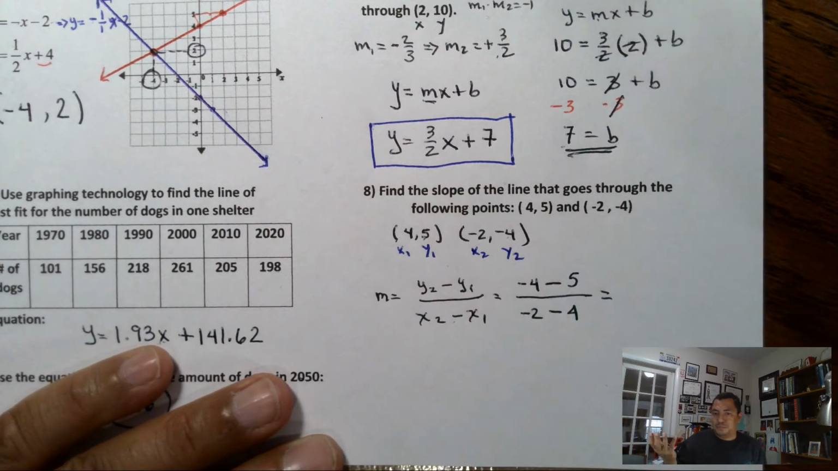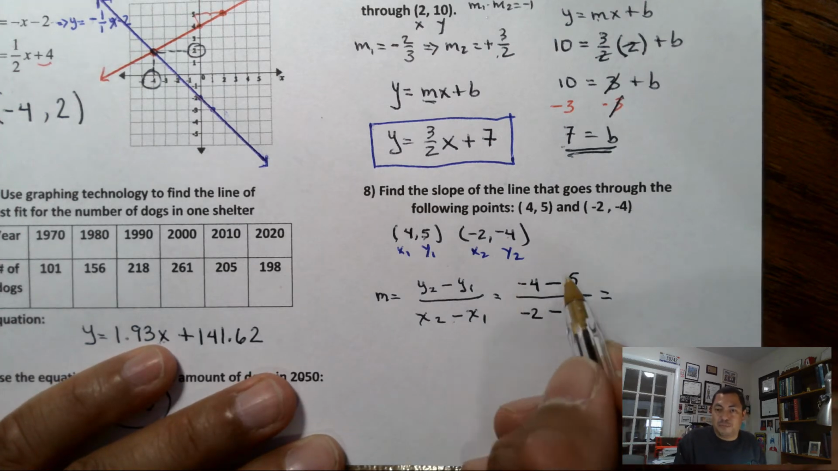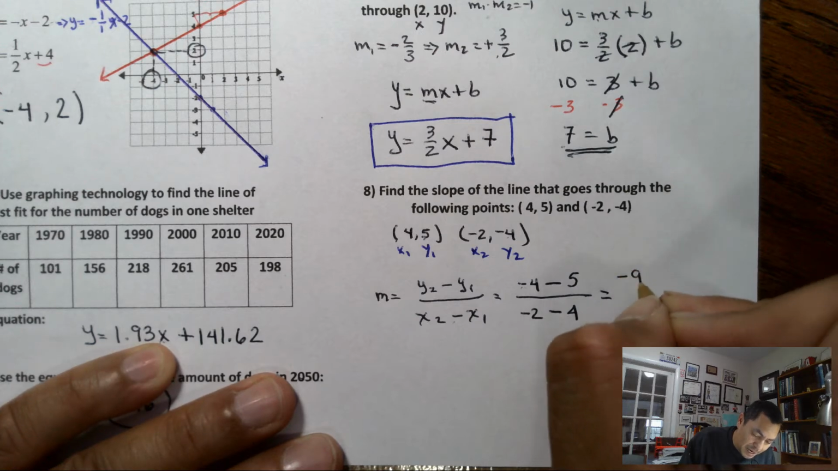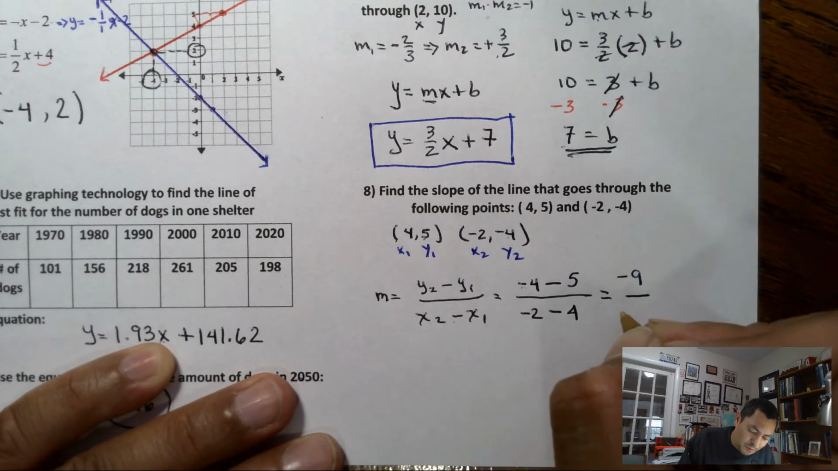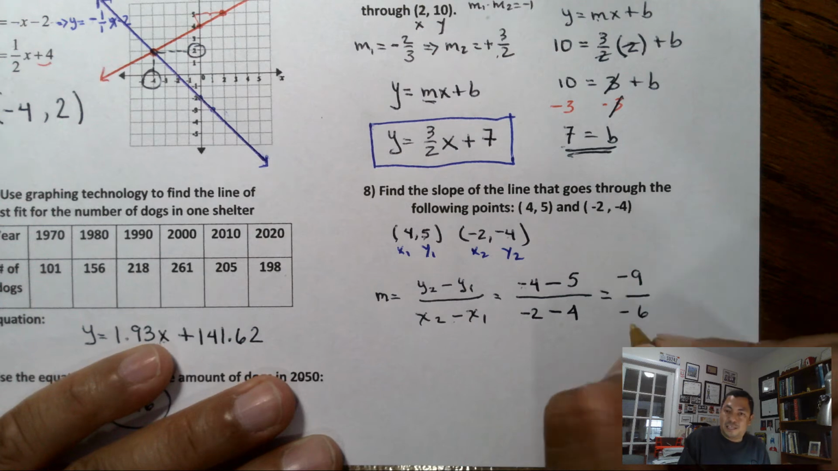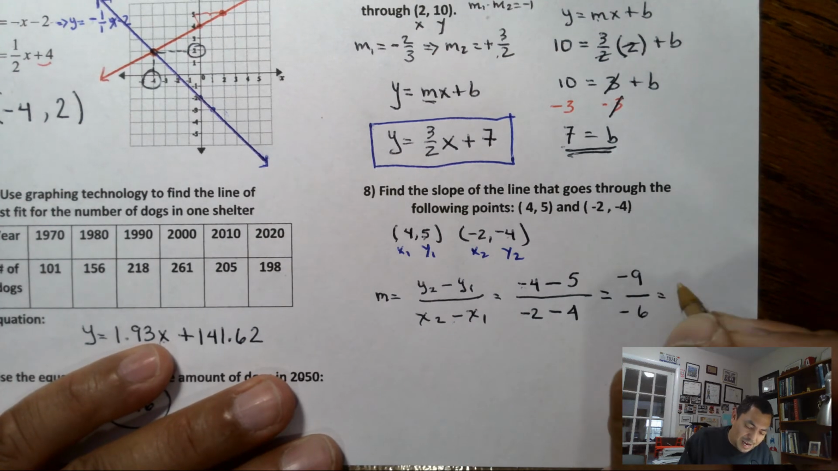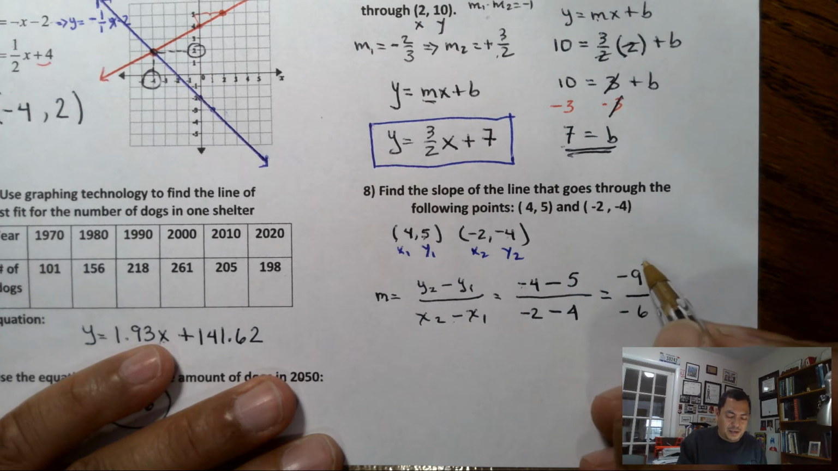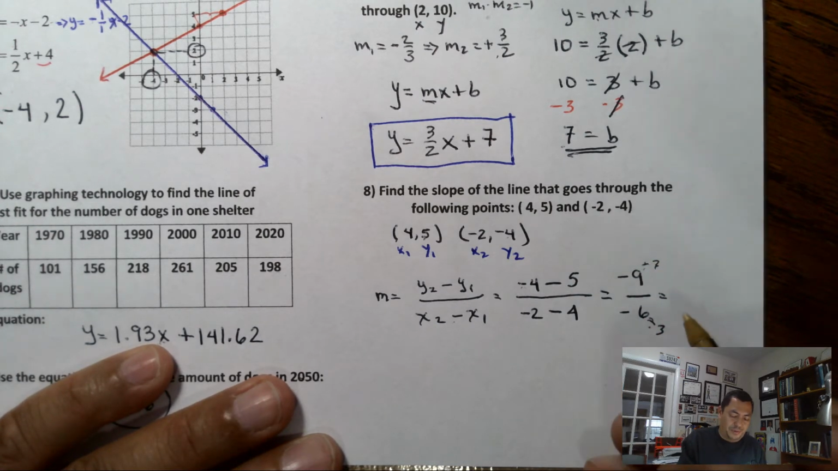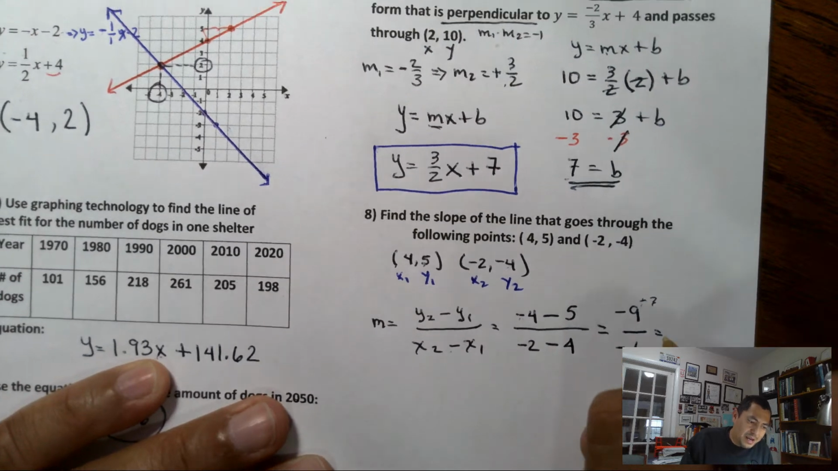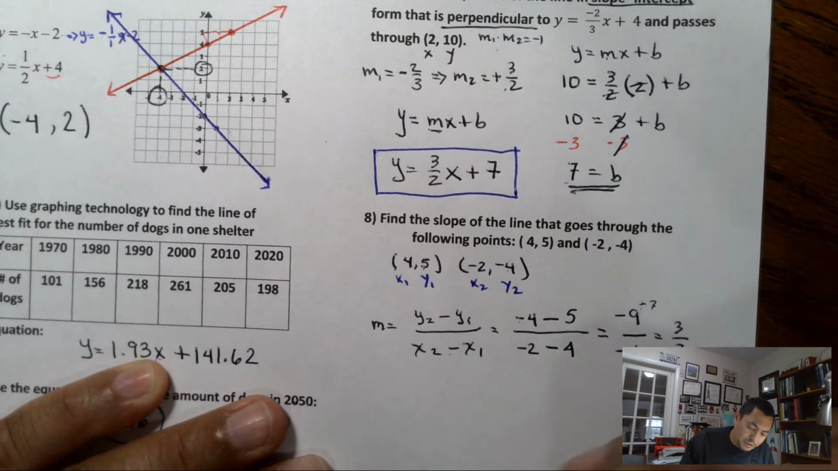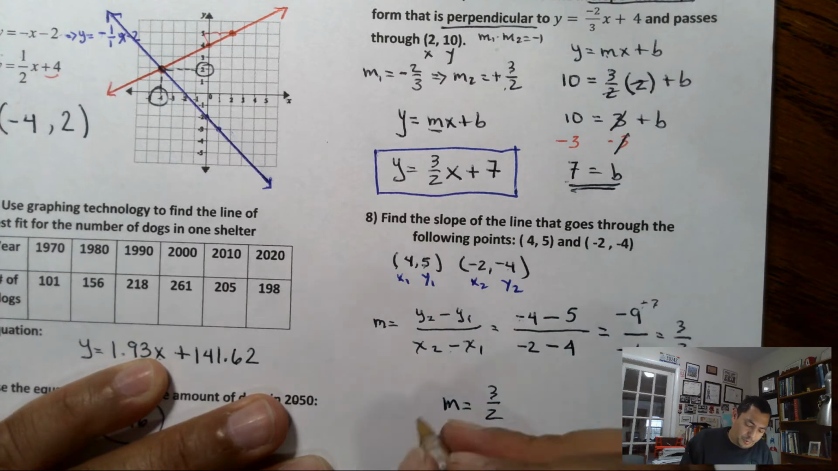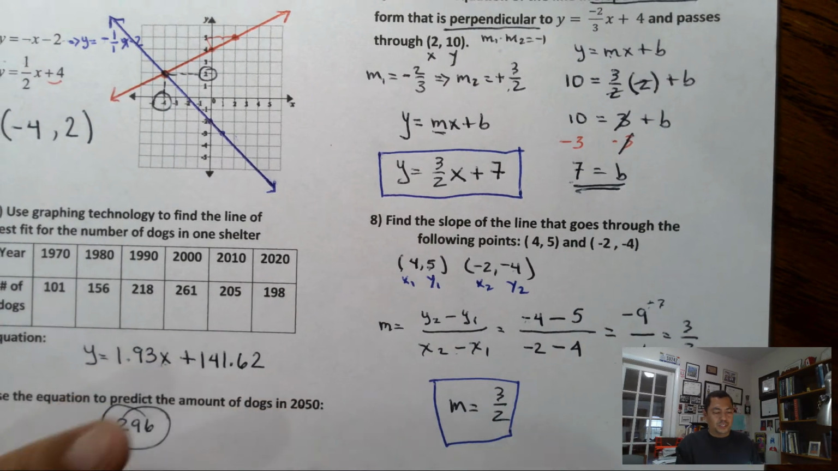Okay, let's add. You have two negative numbers, we add them. -4 minus 5 is -9. -2 minus 4 is -6. Negative and negative is positive, so I have 9 over 6. We can simplify. Both are divisible by 3, which gives 3 over 2. So my slope is equal to 3 over 2. That's the solution to this problem.